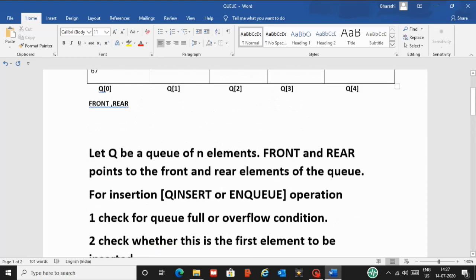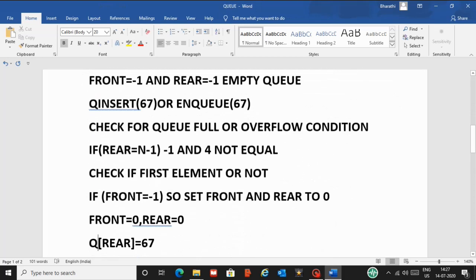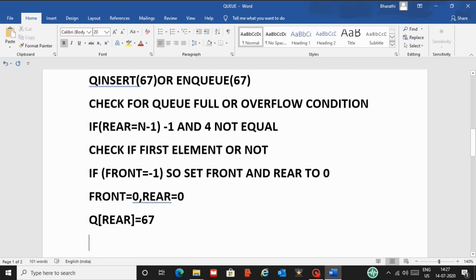Why 0? Because Q of 0 would be the first element. 0 is the location of the element. So I will say front is equal to 0 and rear is equal to 0. And then Q of rear, that is nothing but Q of 0. Wait, let me write that also. Q of 0 is equal to, because Q of rear, what is rear? 0, 67. So now I have rear pointing to Q of 0 and front also pointing to Q of 0 at present. So hopefully you have understood this step.